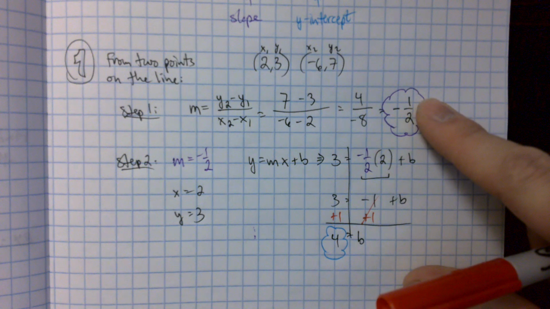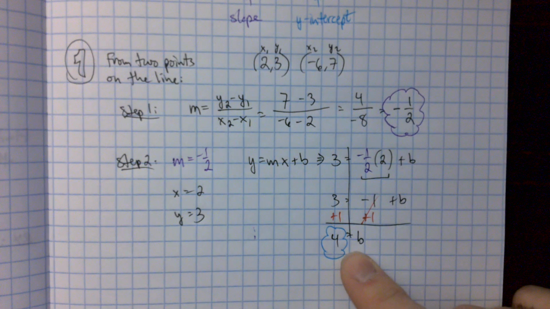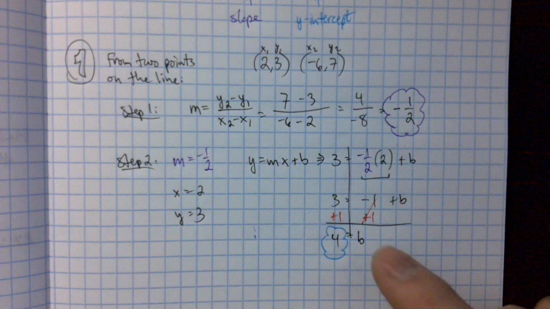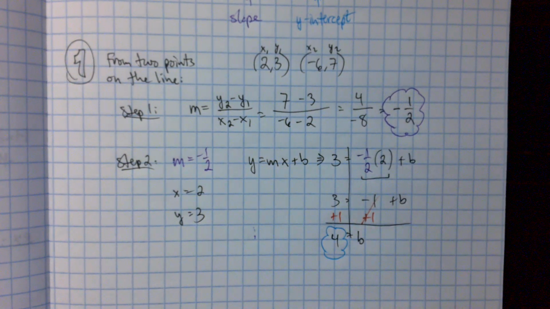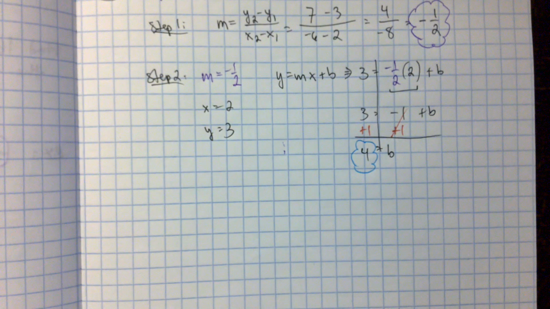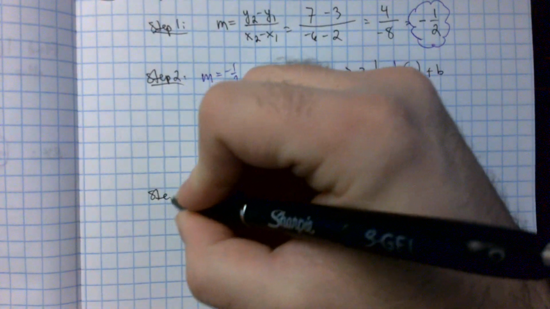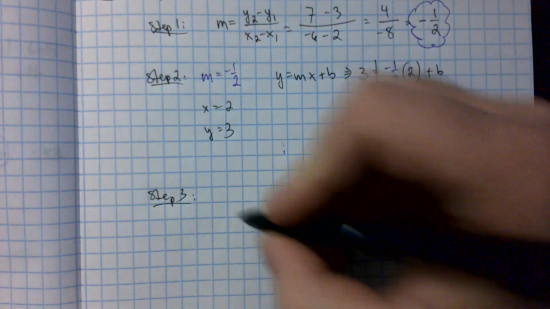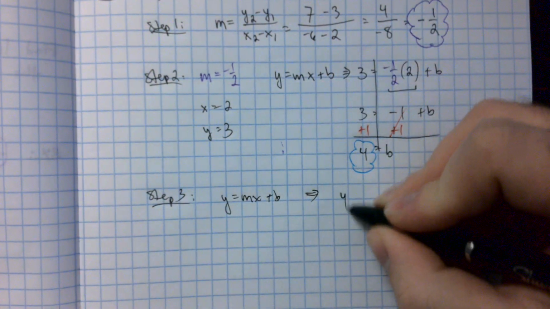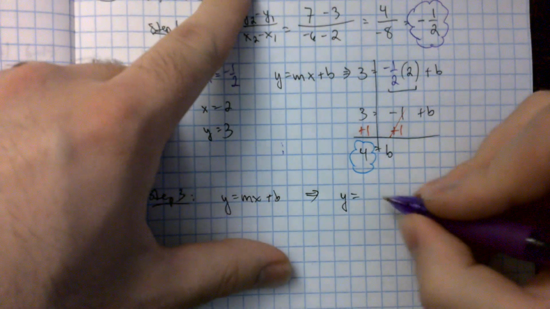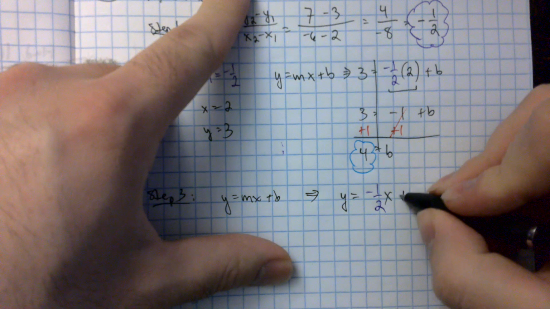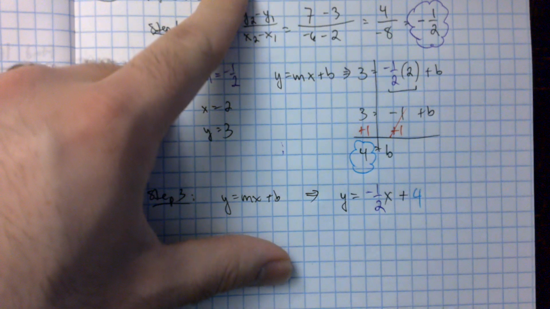So I found my m using the slope formula. I found my b using the slope and a point in the slope-intercept form. Now that I have my m, now that I have my b, I'm going to write the equation. So this is the final step here, step 3. Just write the equation. y = mx + b is going to turn into y equals, we plug in the slope, -1/2. x stays as x, plus my y-intercept of 4.